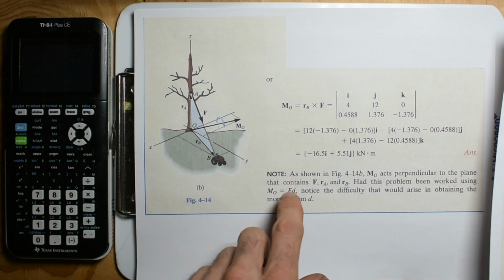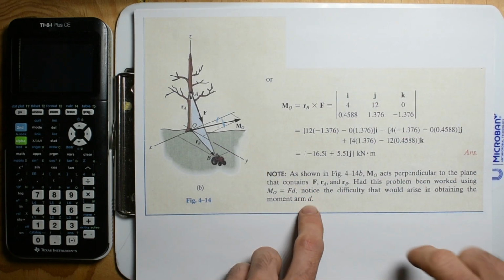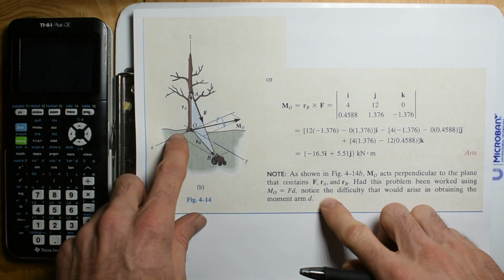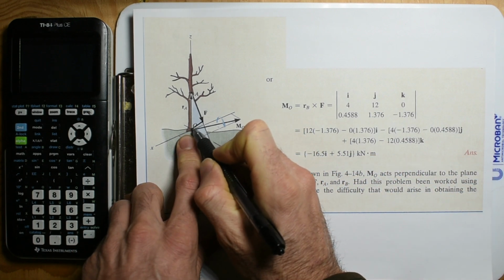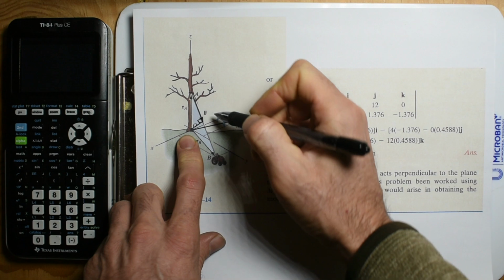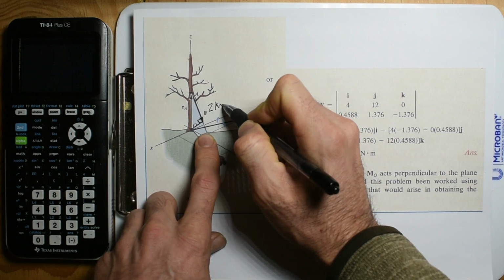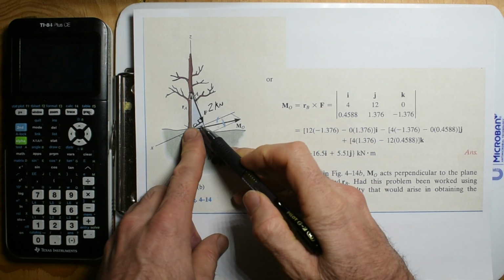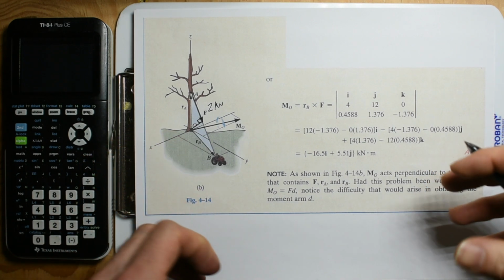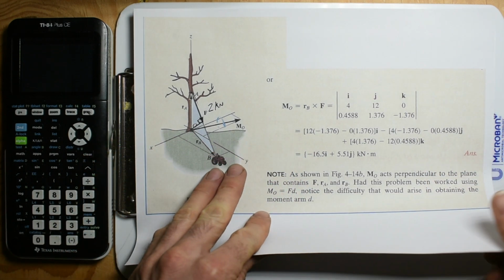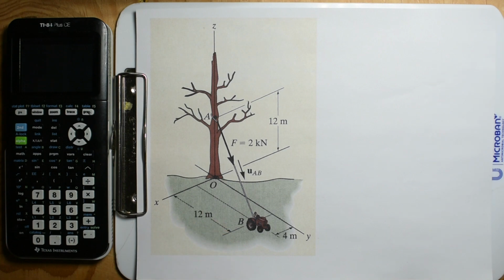It was a challenge, because right here it said it would be really difficult to find the perpendicular distance from O out to this force. We know this force is 2 kilonewtons, so if we just knew the perpendicular distance, we just multiply those two numbers together, and then we could get the moment that's required to drive this tree over. So I guess I just showed you the answer, but we're just going to go over one aspect of this problem.